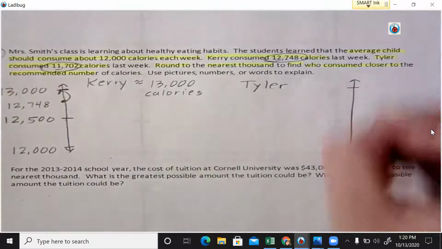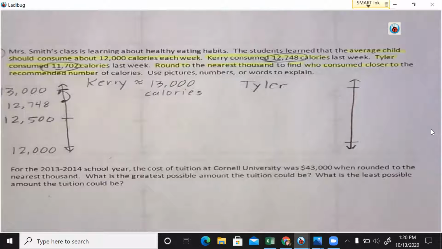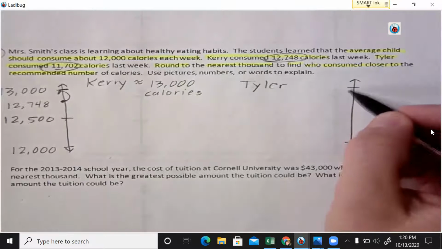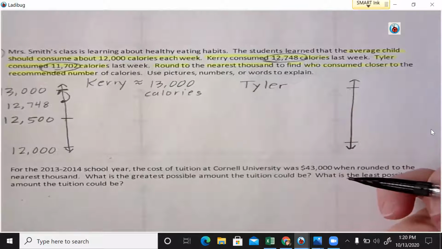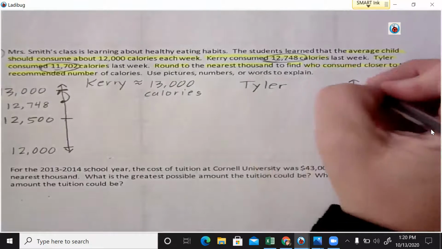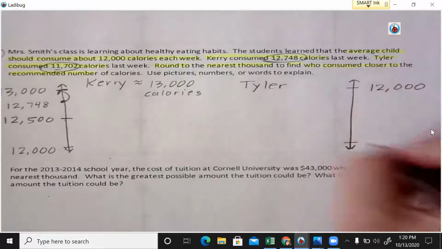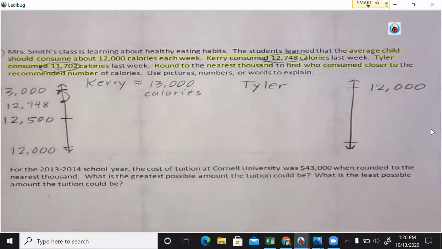So now I need to put my two easy numbers. What are my two easy numbers that are close to 11,702? What are my two closest numbers in the thousands place? 12,000. Nina, would 12,000 go as my top number or my bottom number? Your top number. So if I round up, I would round up to 12,000. So Nina, if I take away 1,000, what would be my low number?